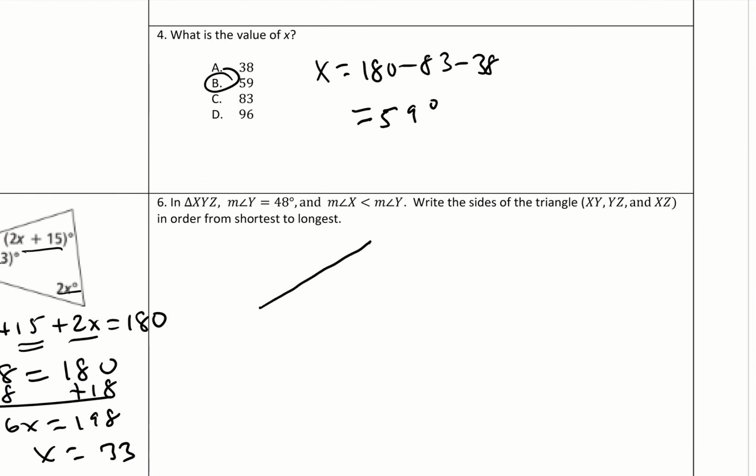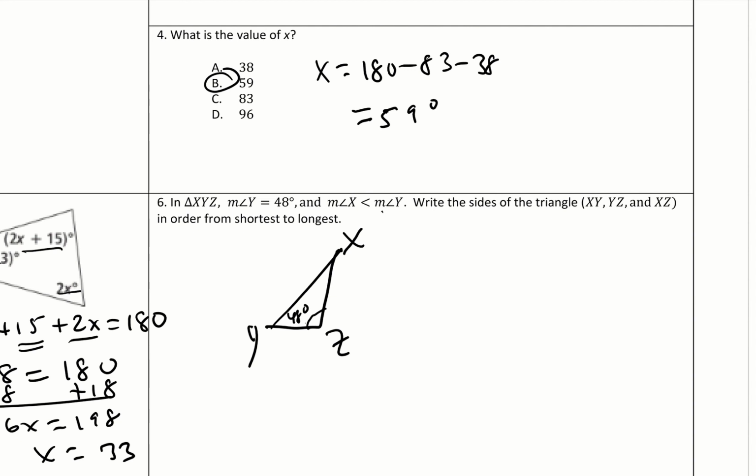If I were to draw something like this, so that's triangle XYZ. Well, the angle Y is 48. Angle X is smaller, which we can tell this is a tiny angle compared to this. This is an obtuse angle. So the angle Z is larger than angle X, and X is smaller than Y.